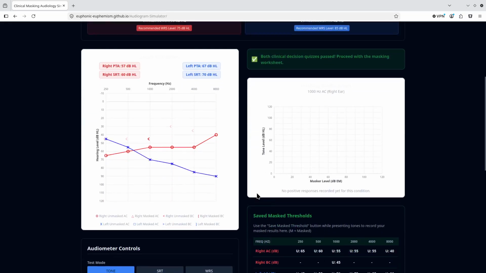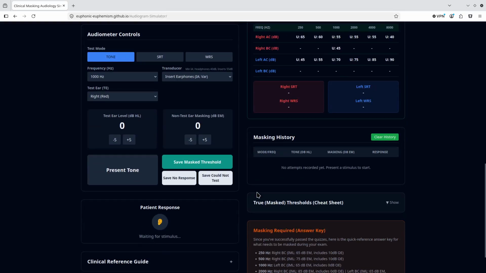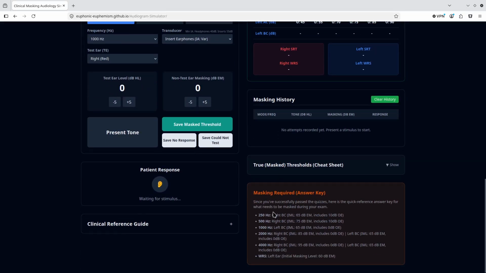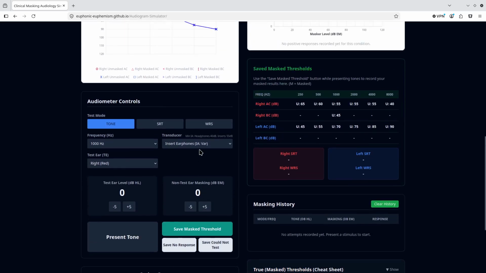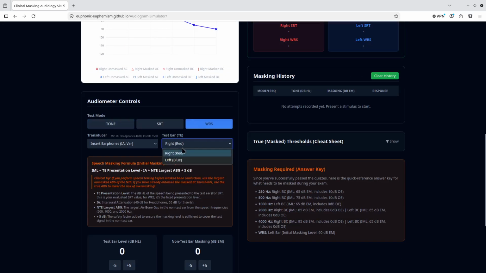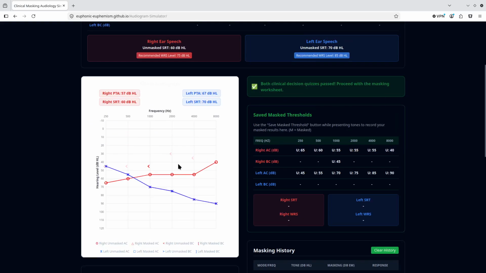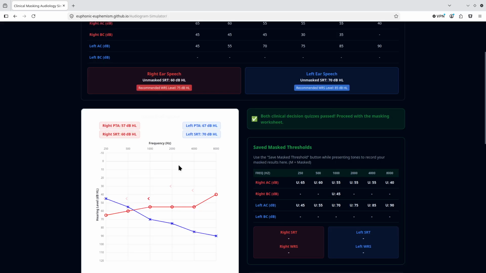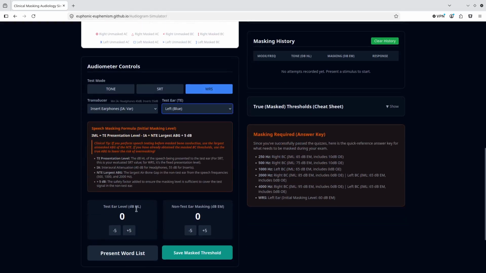So now let's see what masking we need to do here at the bottom. We need to do a bunch of bone conduction masking, no air conduction masking, except left ear for word rec. So let's do left ear for word rec right off the bat and get that out of the way. So left ear word rec here with inserts. We're going to start off at 85 dB is our presentation level. So we'll bump it up to 85 dB.